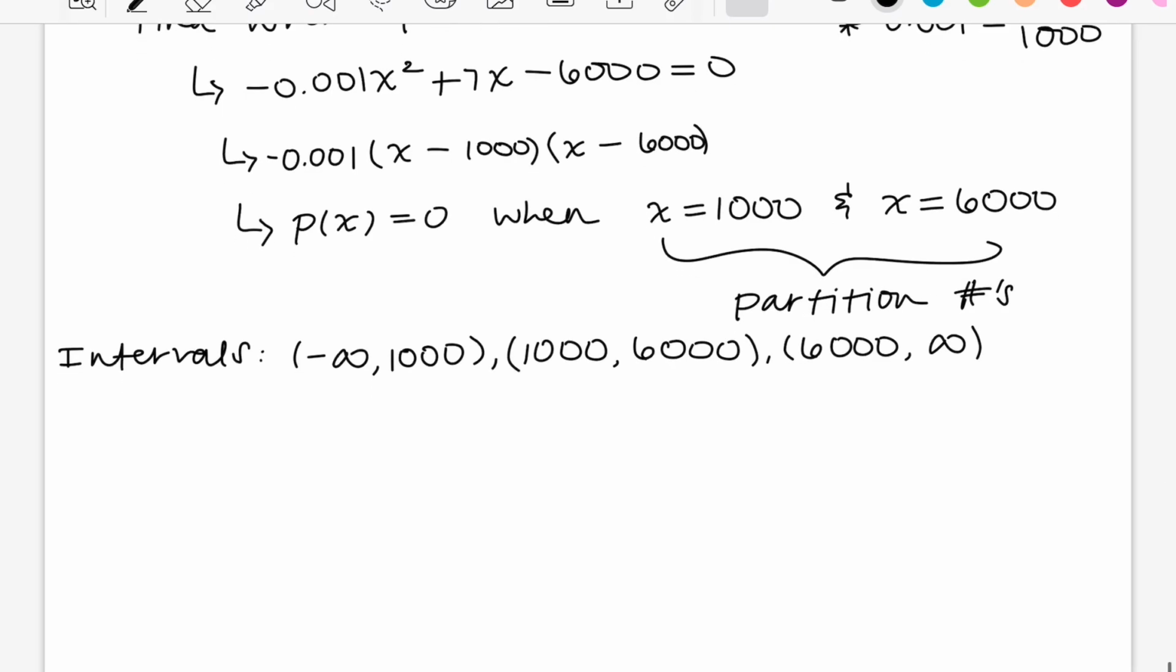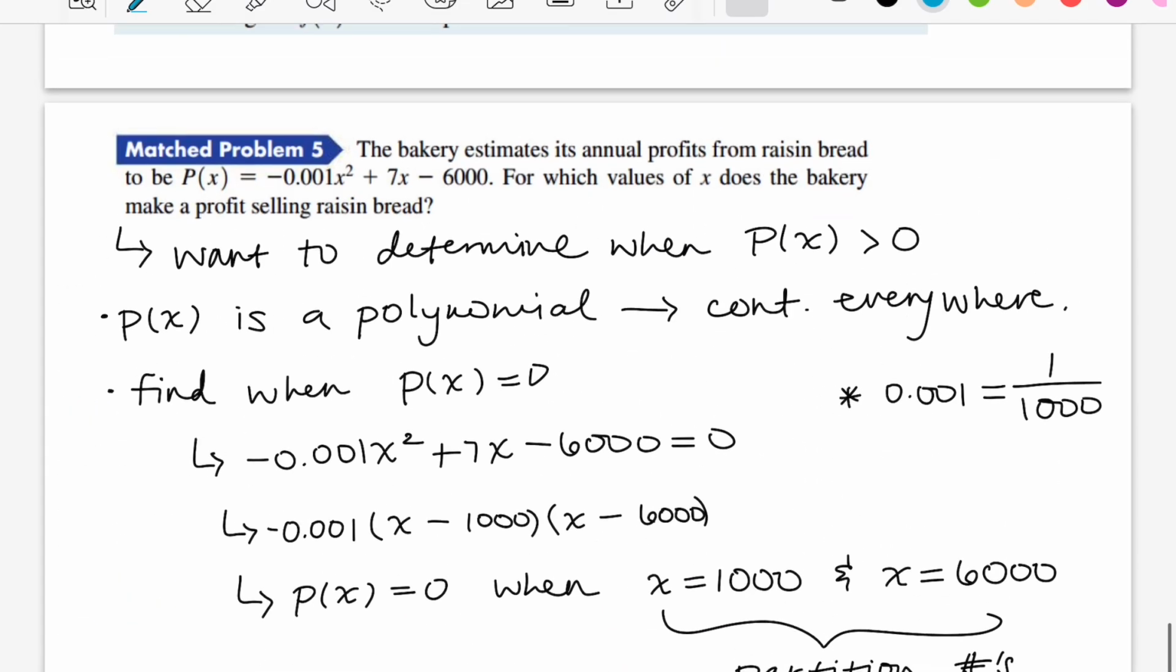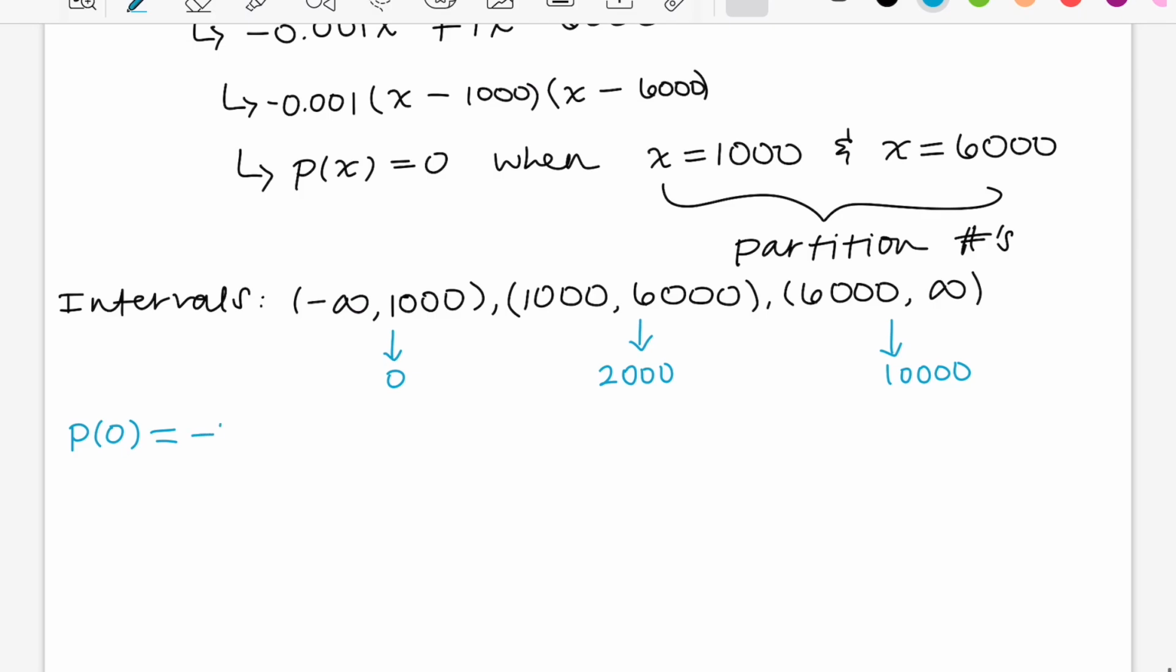All right. So now what we want to do is find some test numbers within these intervals. And again, we can pick super easy numbers because theorem 2 tells us that our function will not change sign within these intervals. It's only changing sign when we're outside of these intervals. So for this one, I'm going to pick 0. For this one, I'm going to pick 2,000. And for this one, I'll pick 10,000. All right. So plugging 0 into our function, we will get negative 6,000. So this is a negative number.